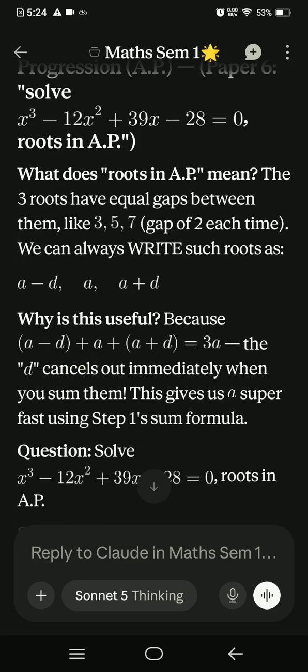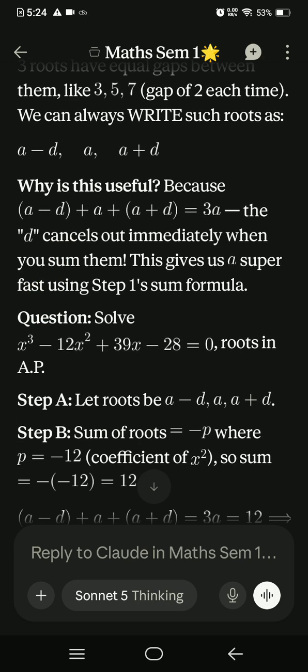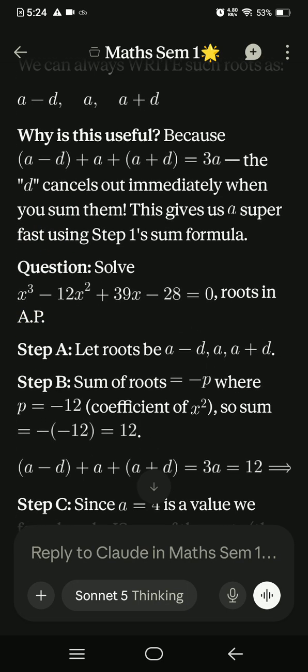Because a minus d plus a plus d is 3a. The d cancels out immediately when you sum them. This gives us a superfast method using step 1's formula. So now the roots are these.